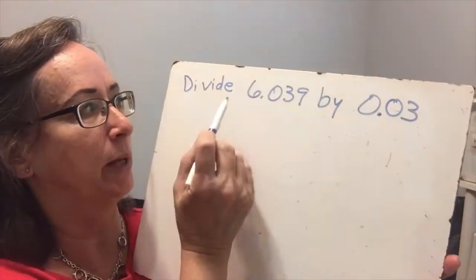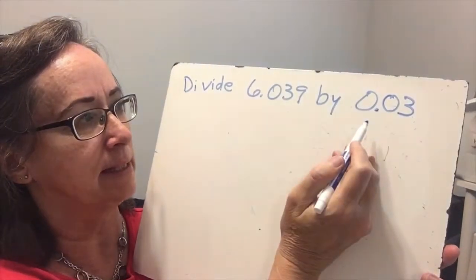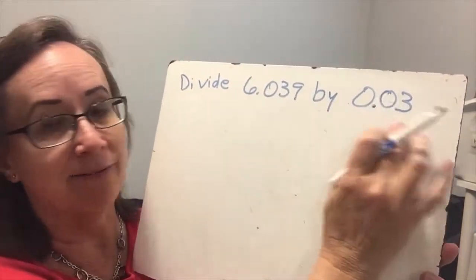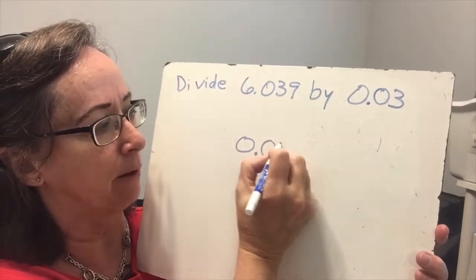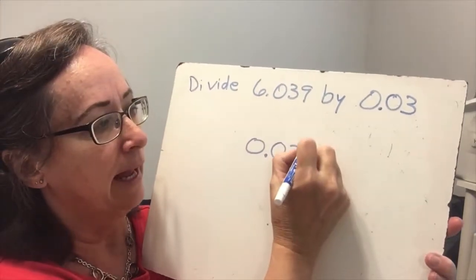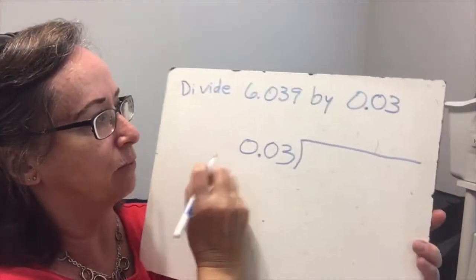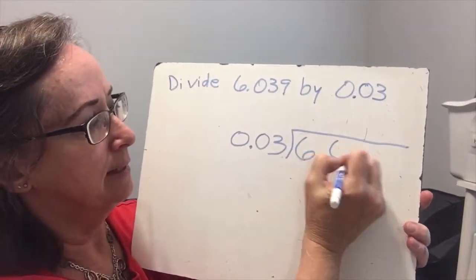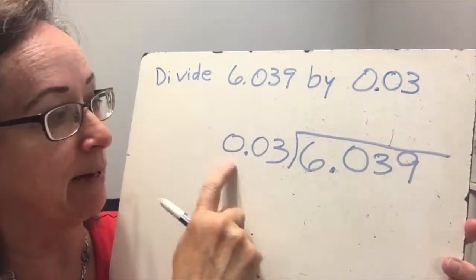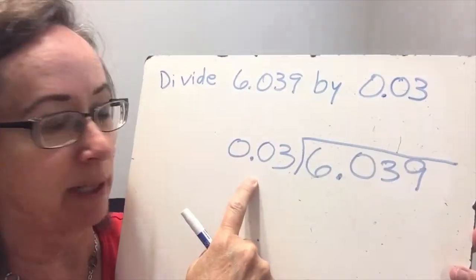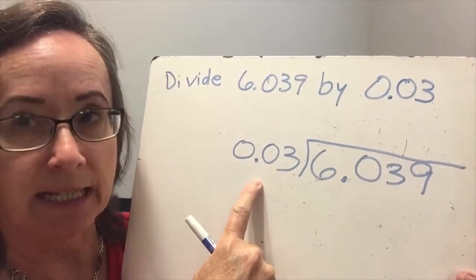So now we're reviewing our division with decimals. So we're going to divide this by this. So remember, it's the divisor that goes outside the house. So we're going to have 0.03 outside the house. And then inside the house, we're going to have 6.039. And remember, when we're dividing by decimals, we're never allowed to keep our decimal in our divisor. We need to clear it.